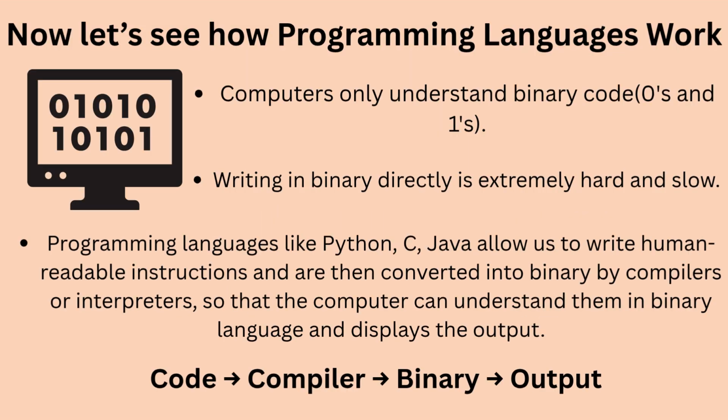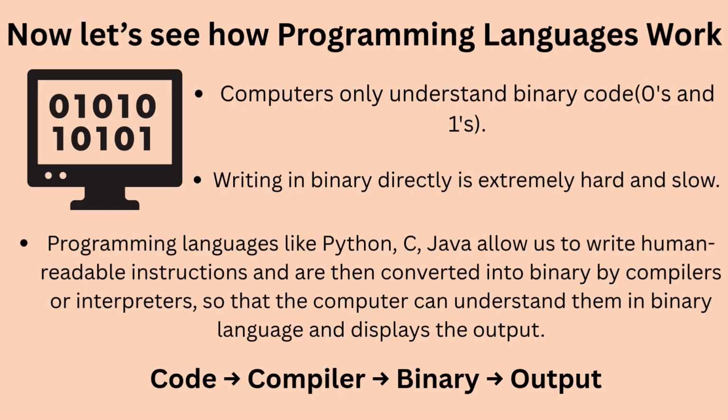Computers only understand binary code, zeros and ones. Writing in binary directly is extremely hard and slow. Programming languages like Python, C, Java allow us to write human-readable instructions, which are then converted into binary by compilers or interpreters, so that the computer can understand them and display the output.